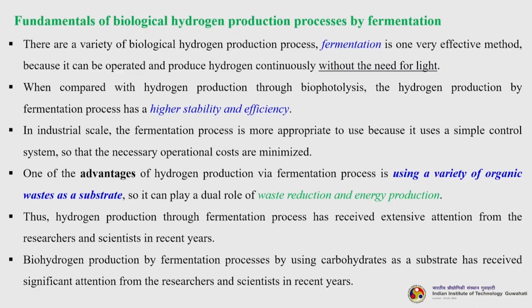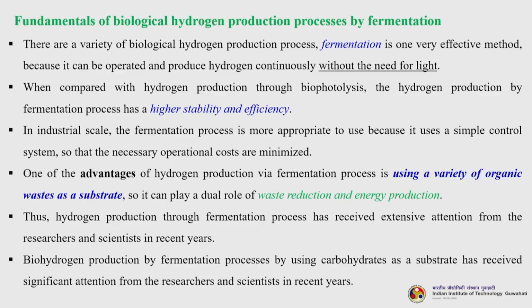That is one of the biggest advantages. One of the advantages of hydrogen production via fermentation is using a variety of organic waste as a substrate. This is what I was telling. When you are talking about waste conversion, you can always couple waste conversion in the form of fermentation, so that you can produce biohydrogen. So, it plays a dual role of waste reduction and energy production. So, basically waste to energy.